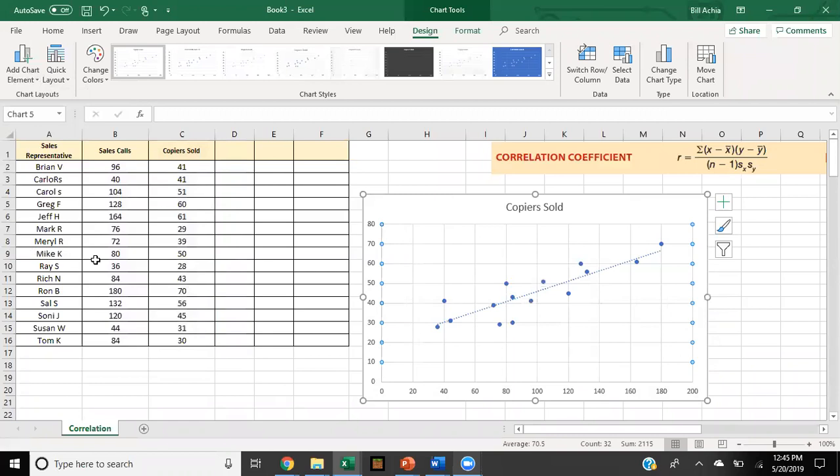And that right there tells me that, yes, it seems to be a relationship where the more sales calls, which is what our x-axis here is, the greater the number of copiers sold. Okay, and that's what's to be expected. If I'm in sales and marketing, if we make more calls, reach more customers, we should expect to sell more copiers.